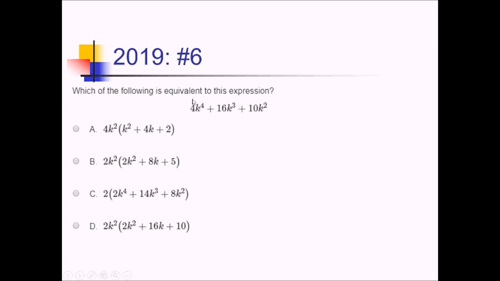So I noticed that these are all divisible by a k squared, and also in terms of coefficients, divisible by 2. So 2k squared is what I'm going to factor out. That turns this first term into 2k squared inside of parentheses. And next, this 16k cubed is now an 8k. And 10k squared is now 5. And that's going to match up with answer choice B.